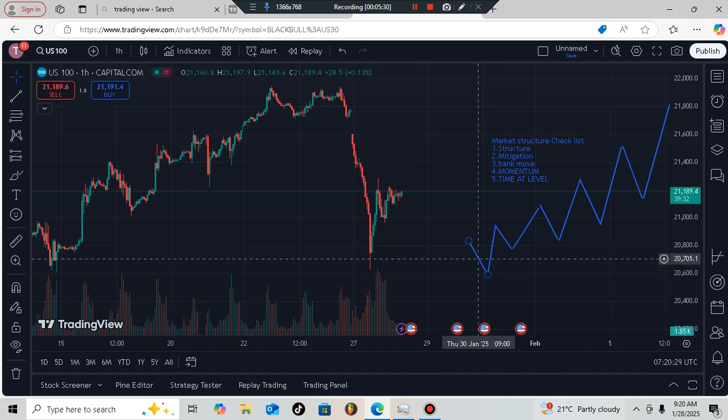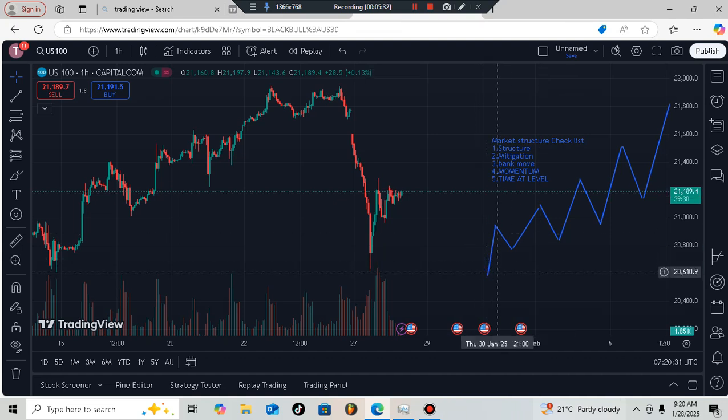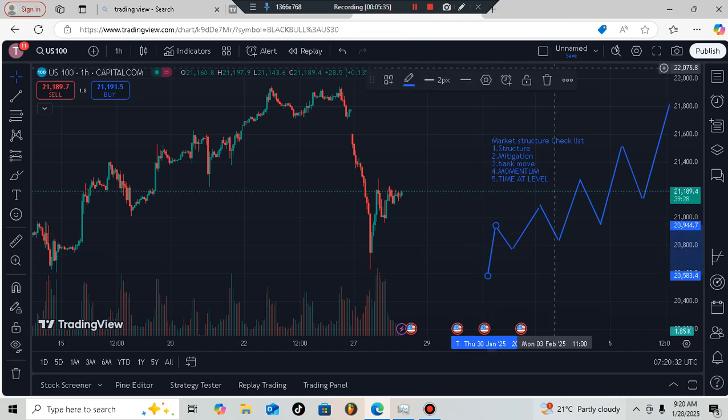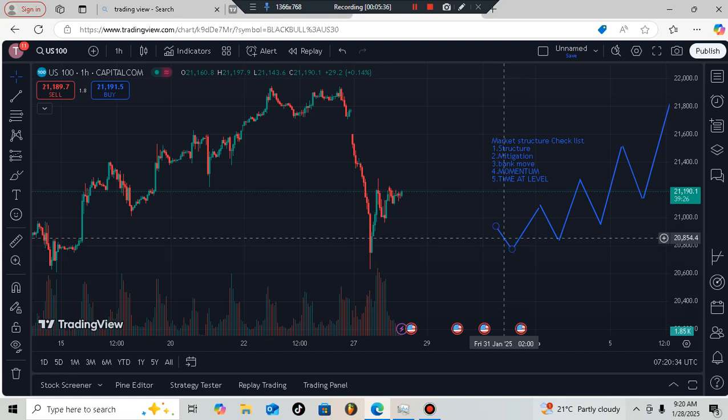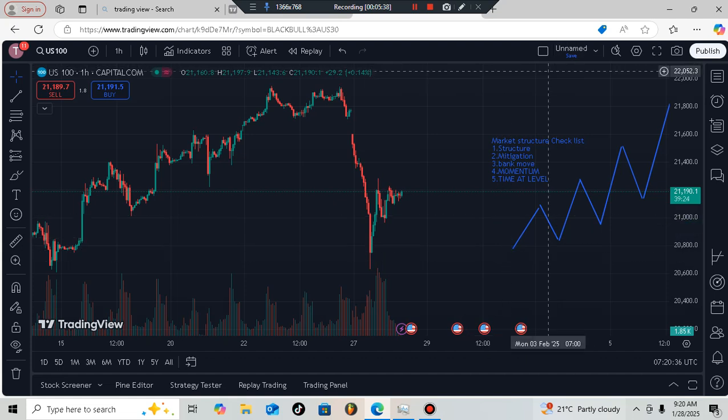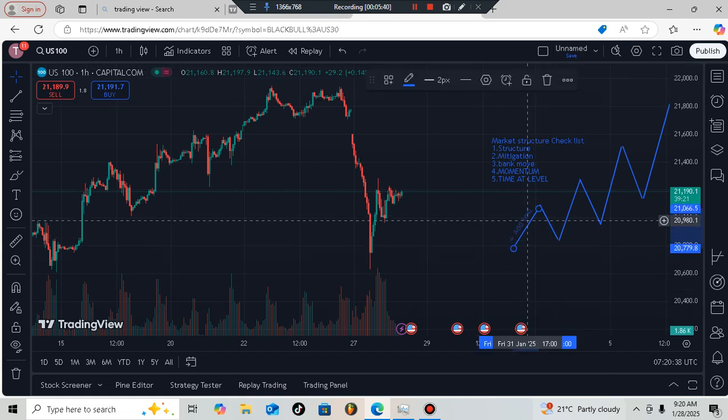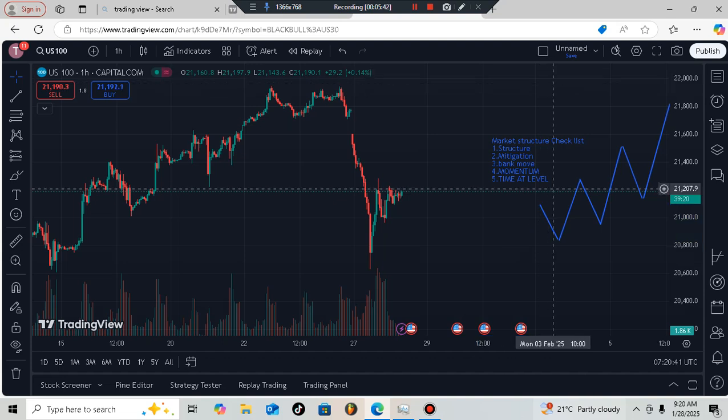So how do we then apply this to our chart, and how does it help us? How does it make our trading much easier? Well, it's very simple, and we're about to break it down right now.